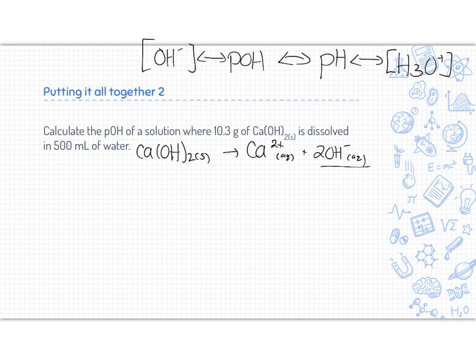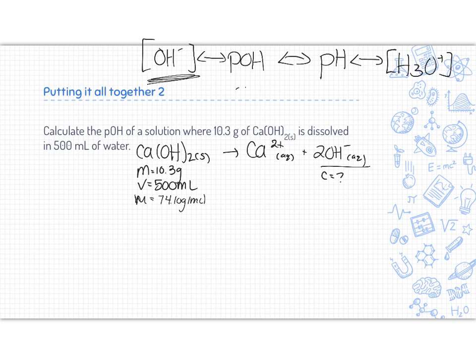So if I can find the concentration of OH minus, I can find the pOH. So this is our goal, is find the concentration of this. We were given a mass of 10.3 grams of calcium hydroxide, and this is all dissolved in 500 milliliters of water. So let's find the concentration of OH minus. I'm going to use unit analysis here. I have its molar mass. I've calculated that as well. It's 74.10 grams per mole.